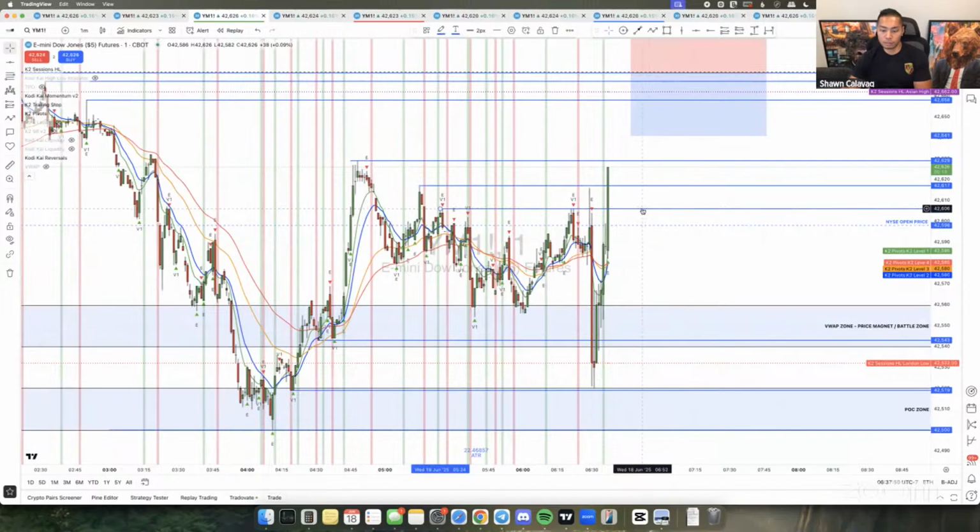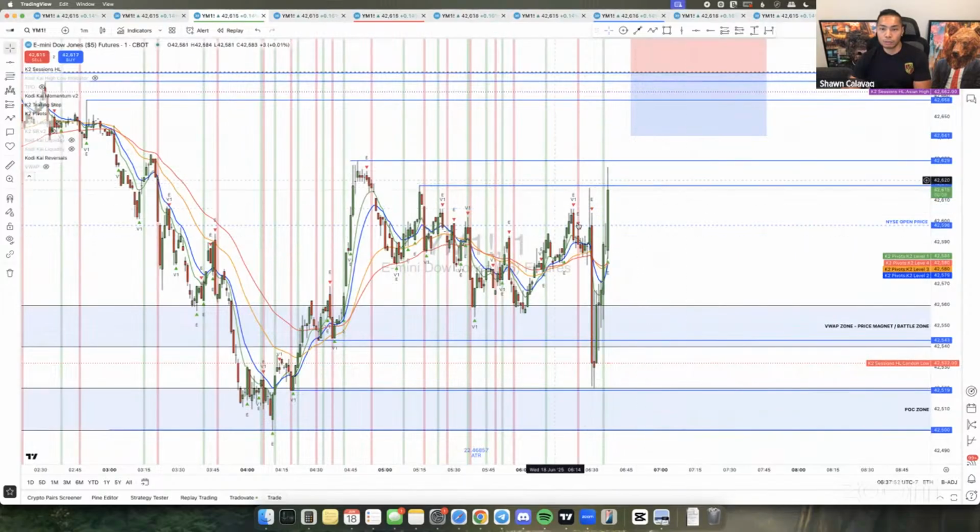Price is now breaking through this liquidity. I'll take that off. There's liquidity here, but there's no confluences. So I'm not really looking for sweeps around these areas. What I'm going to look for next is a possible bounce off any of these zones here.